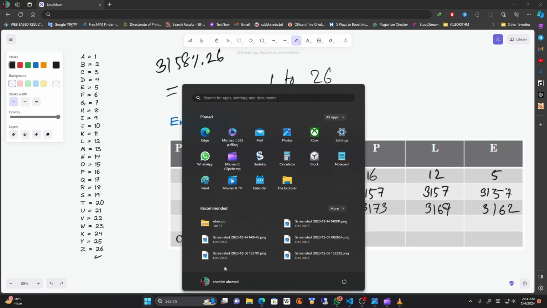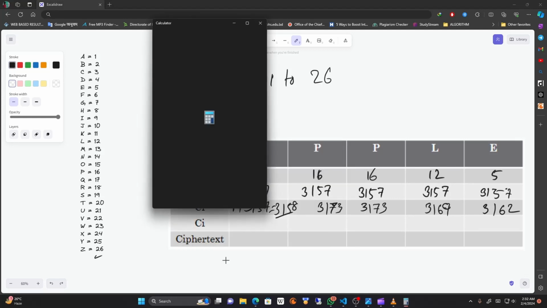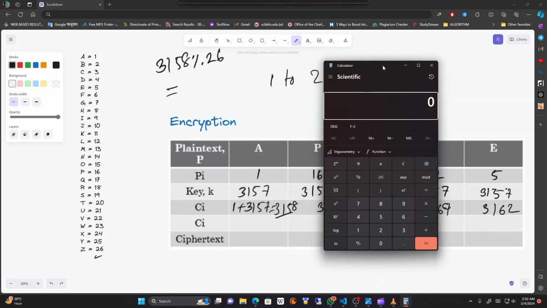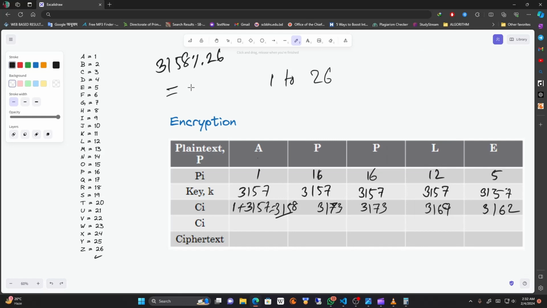Okay, let's open our calculator and write down 3158 divided by 26. Now we get a fraction value. See, this is our fraction value.